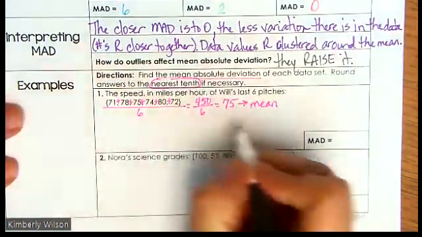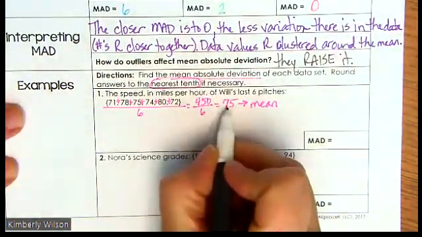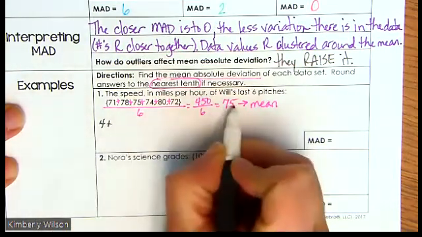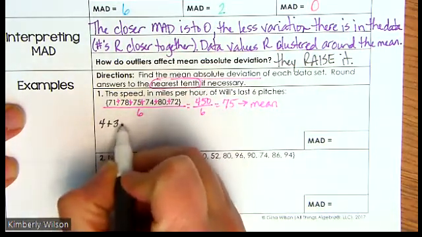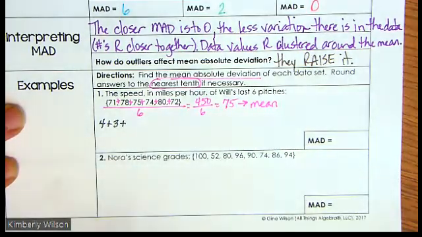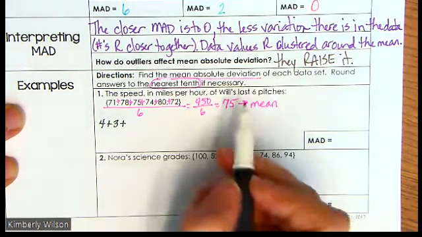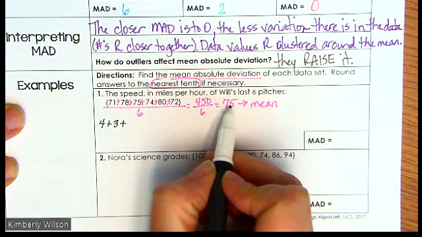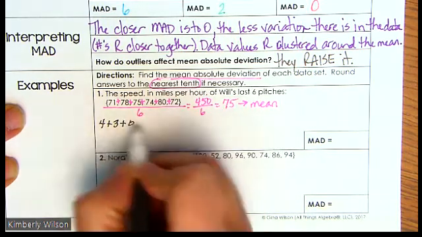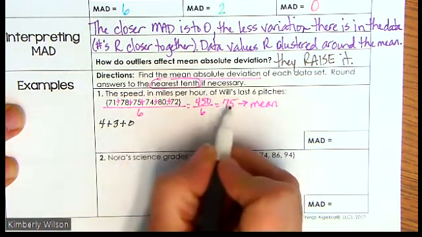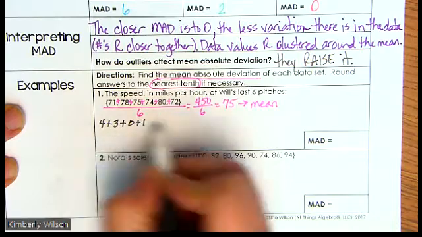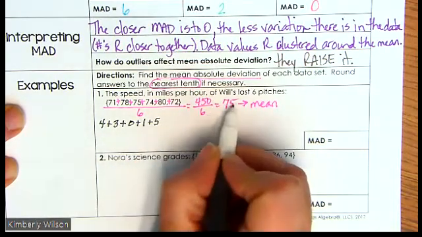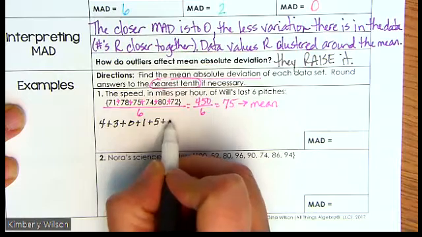Okay, so to do that, that means I'm doing 75 minus 71, that's 4, plus 78 minus 75 is 3. Notice I'm not having any negative numbers. I'm just doing what it takes to find the difference between the two, the distance between the two. 75 minus 75, that's 0, because that's the exact same thing. 75 minus 74 is 1. 80 minus 75 is 5. 75 minus 72 is 3.